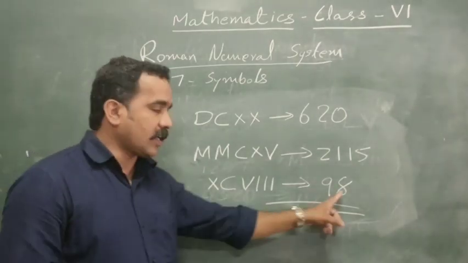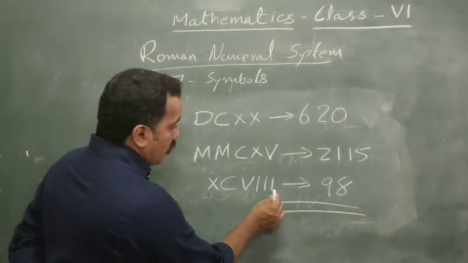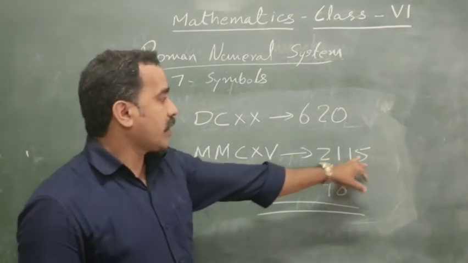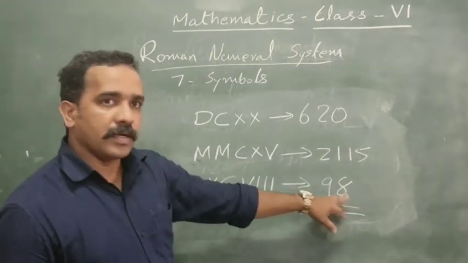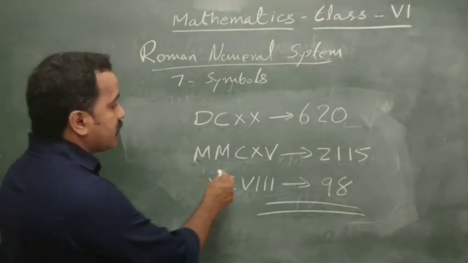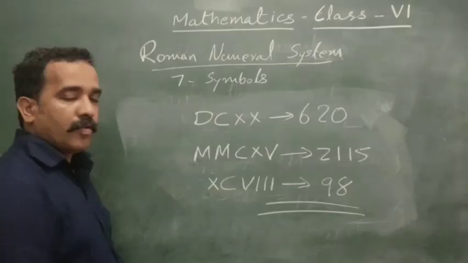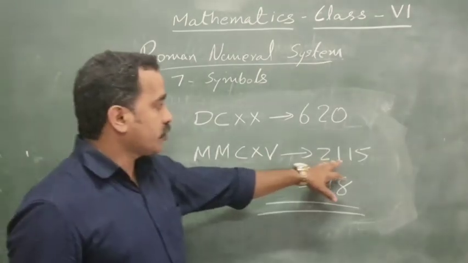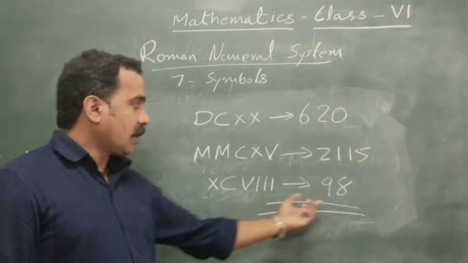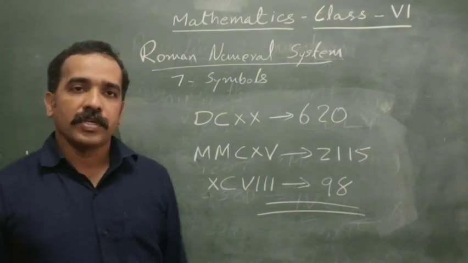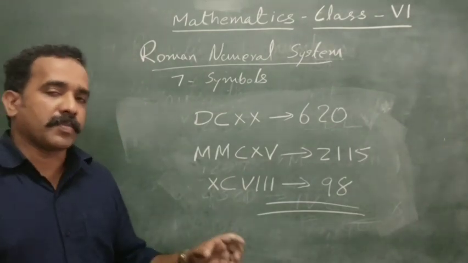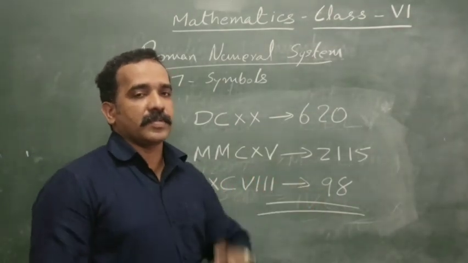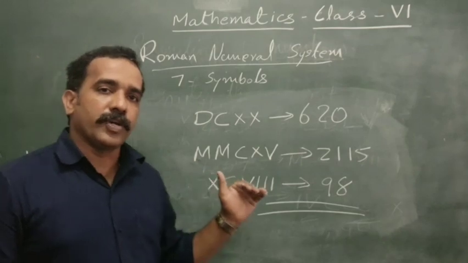See here, 98 is actually a small number. We use 1, 2, 3, 4, 5, 6 symbols. But 2115 is very big compared to 98. But how many symbols are there? 1, 2, 3, 4, 5. 5 symbols only, 5 digits. 5 symbols only we use to represent 2115, but to represent 98, 6 symbols we used. So that is one problem. Sometimes we may feel it is confusing, but no need to be confused.